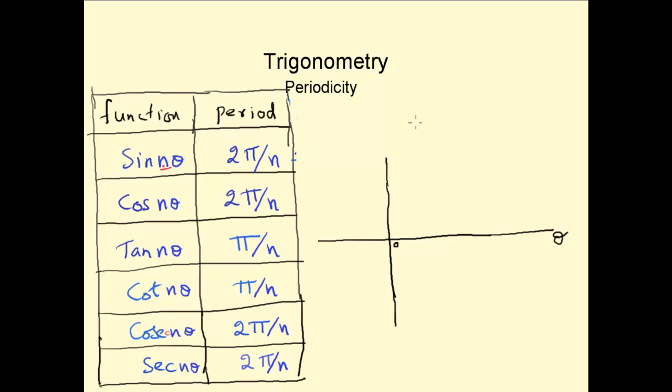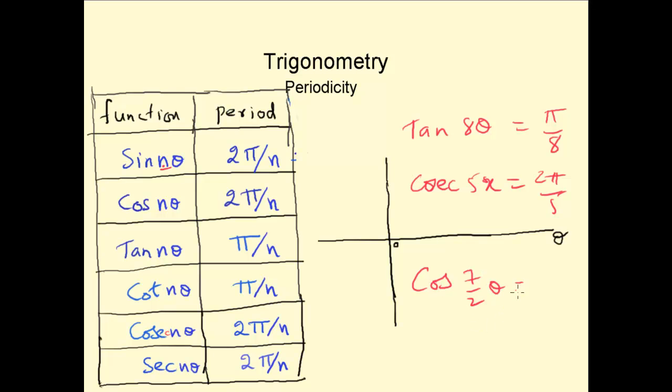So the period of tan 8 theta would be pi over 8, and the period of cosecant 5x would be 2 pi over 5, and the period of cos 7 by 2 theta is 2 pi over n, which is 2 pi over 7 by 2, which is 4 pi by 7.